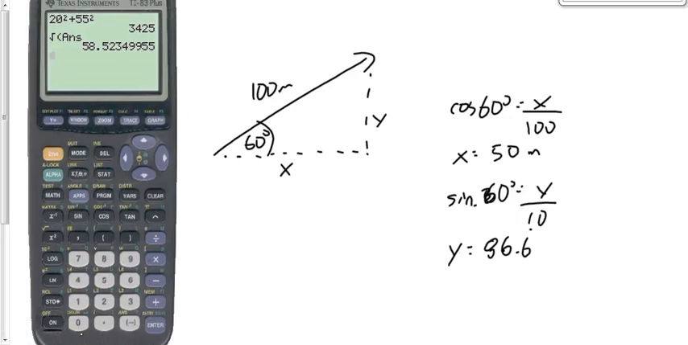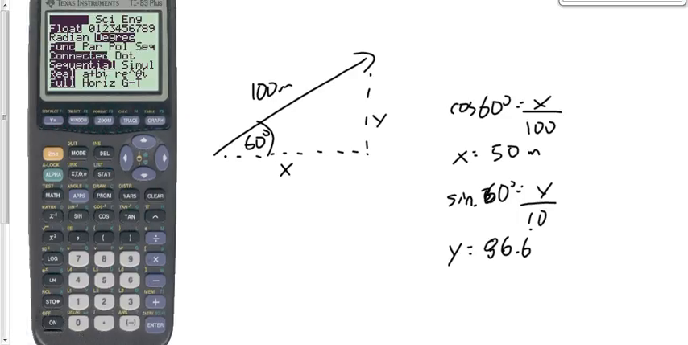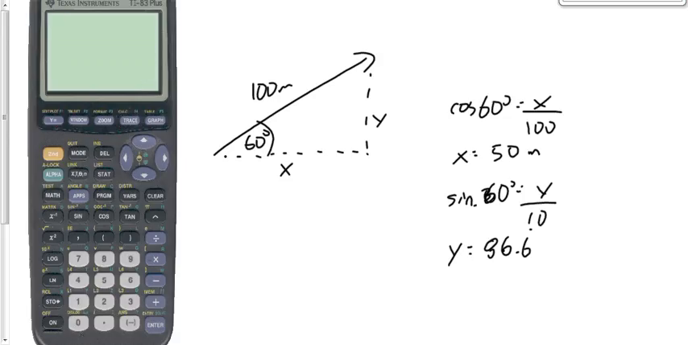Let's make sure, first of all, we're in degree mode. Let's click on mode, scroll down. Sure enough, degree mode is highlighted. So let's clear that. Want to find this 50 meters right here?